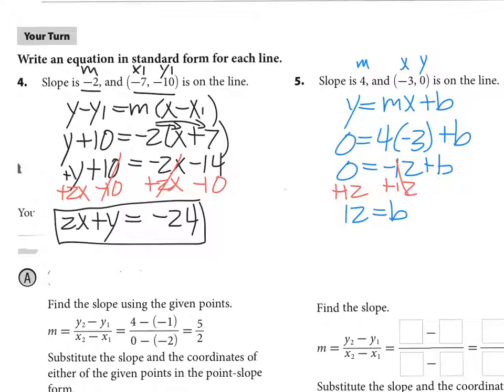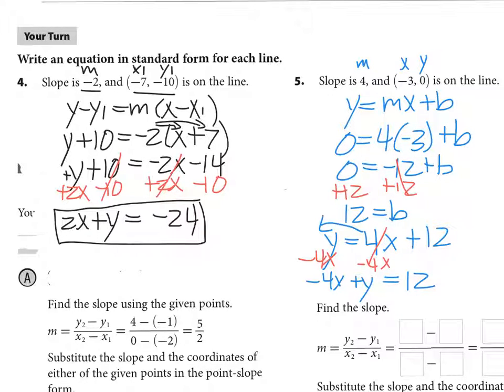Now I'm going to go back to the slope-intercept form, y equals mx plus b, and my b is 12 now. Now I'm going to just move my x over to the other side. To move it over to the other side, I do the opposite, which would be subtract. So these are going to cancel. So I'm left with negative 4x plus y equals 12.